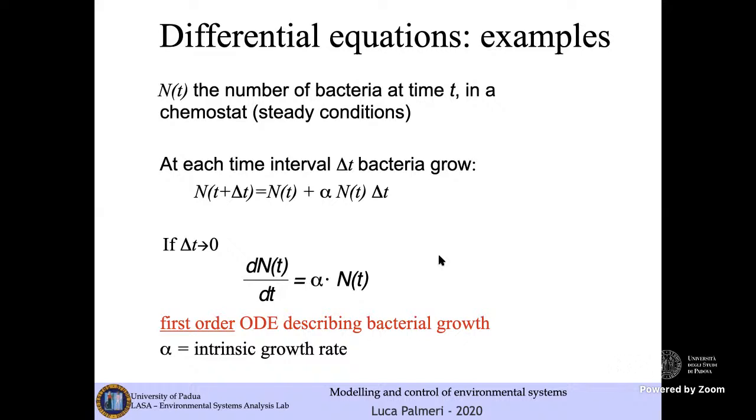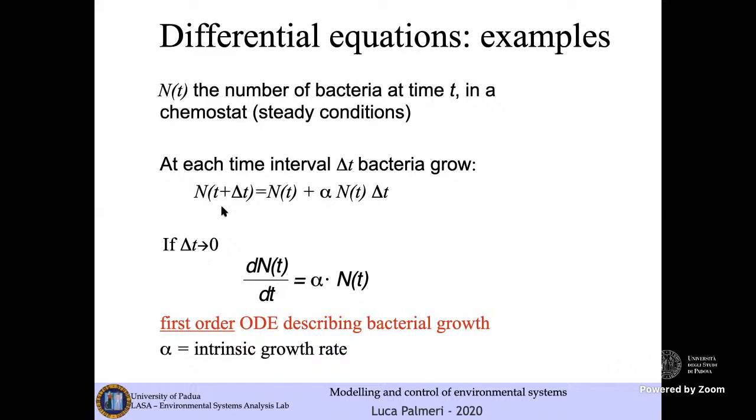So each delta t, we have a splitting, so that at time t plus delta t, we will have a number n(t) of bacteria plus a number that is proportional to the number of bacteria that may split, through a constant alpha, that is typically called the intrinsic growth rate of a system, and delta t, the time interval considered. So the larger delta t, the larger will be the number of bacteria that are born in my system.